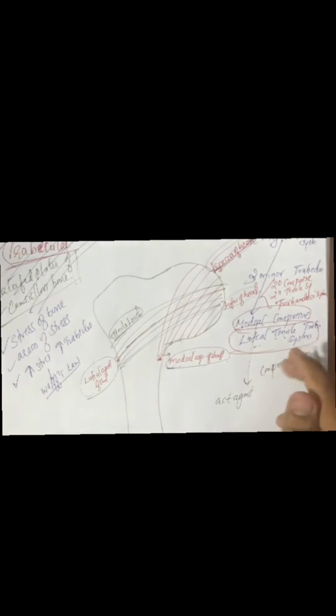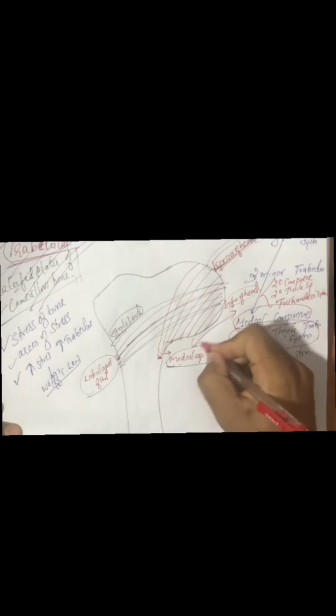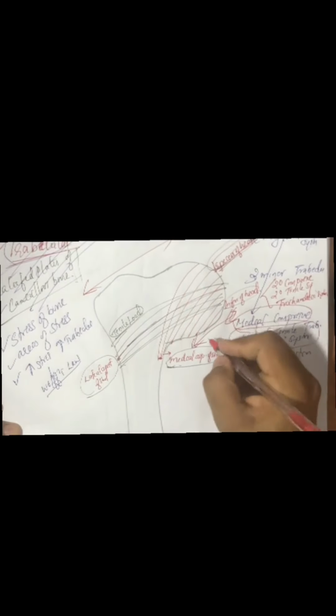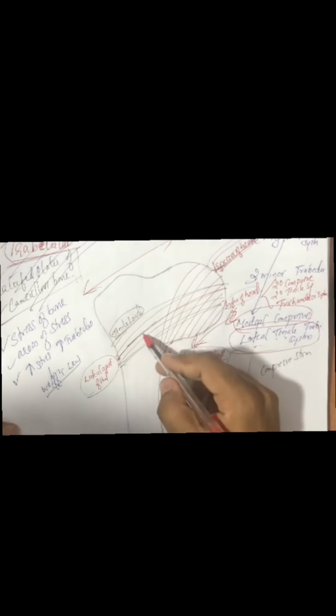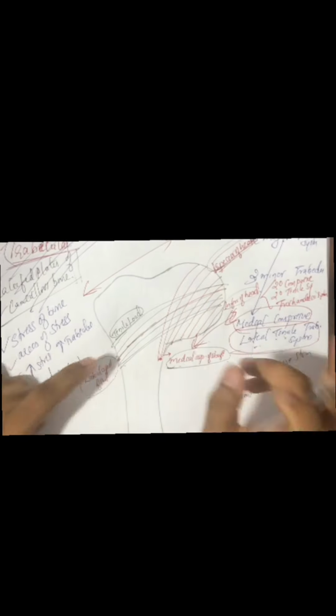So it is very simple. We earlier discussed that this area has compressive load and this area has tensile load. So in order to compensate for this compressive load, the medial trabecular system is developed. In order to compensate for this tensile load, the lateral tensile trabecular system is developed.